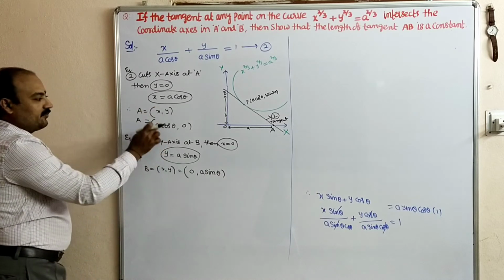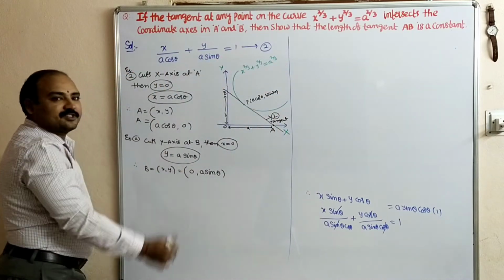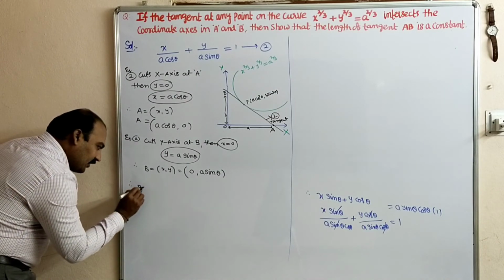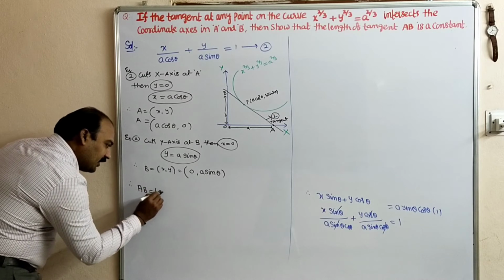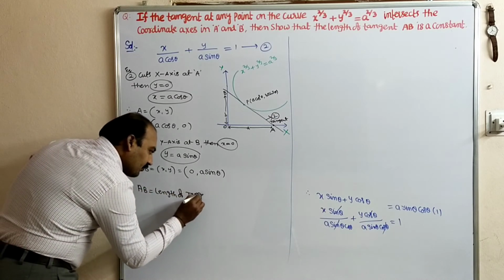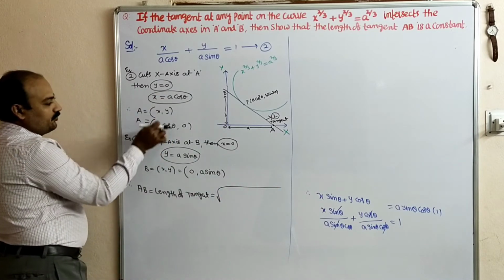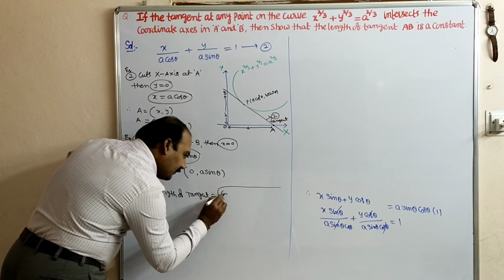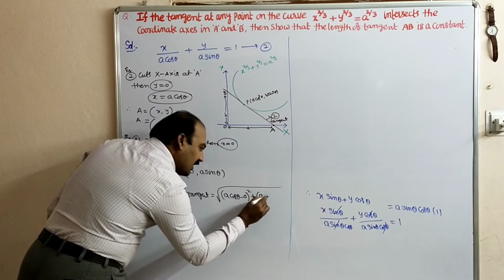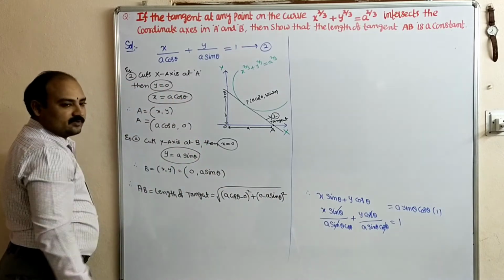After getting the values of A and B, they are asking for the length of AB. The length of the tangent is constant. Calculate the AB length of the tangent: square root of the distance between these two, (a cos theta minus 0) whole square plus (0 minus a sin theta) whole square, that is, (x2 minus x1) whole square plus (y2 minus y1) whole square.